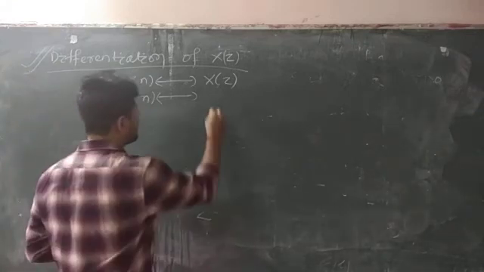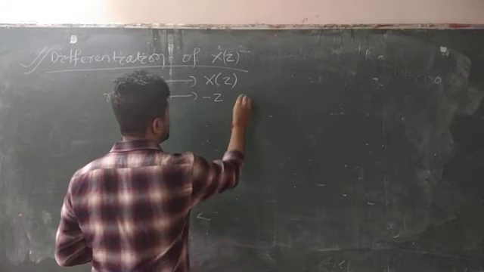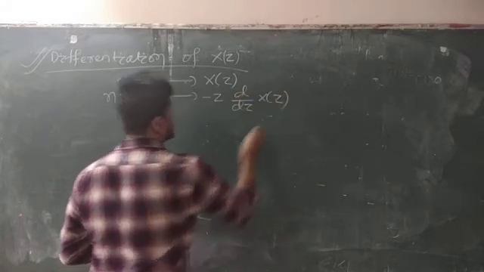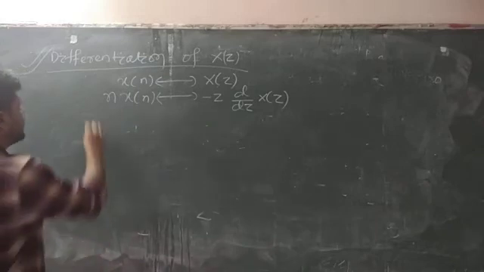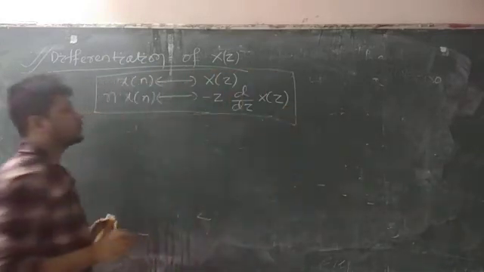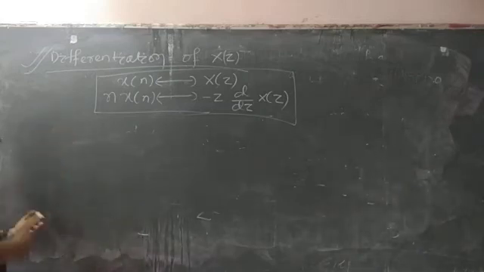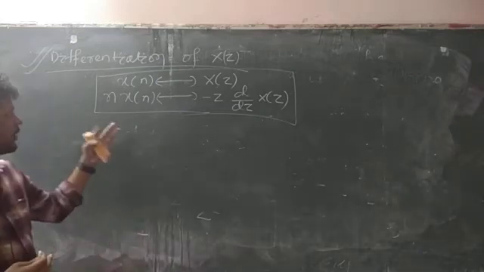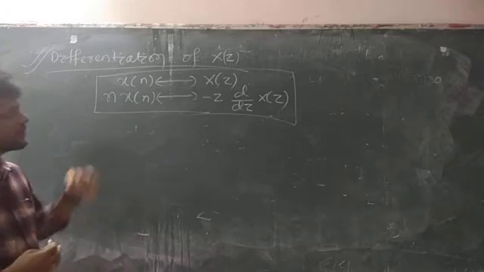So how will this differentiation be? This will be minus z d by dz of X of z. So this property will be very important. This is a very important property. They will ask you the proof, or many times in many competitive examinations they will ask you on this property, the differentiation property.